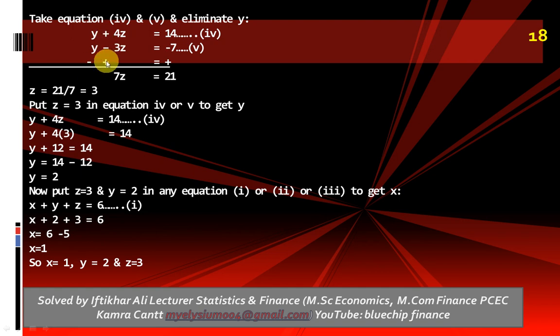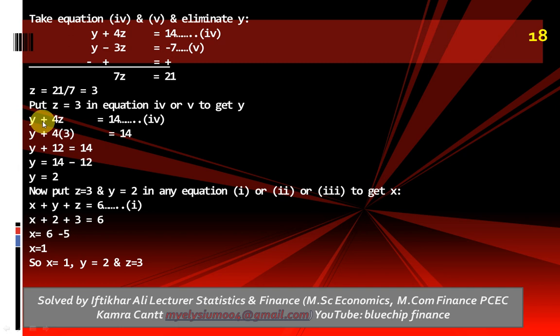So just changing the sign, this y can be eliminated and remaining will be 4z plus 3z equals 7z, equals 14 plus 7, equals 21. So z will be equal to 21 by 7, that is equal to 3. Now you have the value of one variable, z, and you can take this value of z and put it into equation number 4 or 5 as you want, and calculate the value of another variable. So put z equals 3 in equation 4 or 5 to get y.